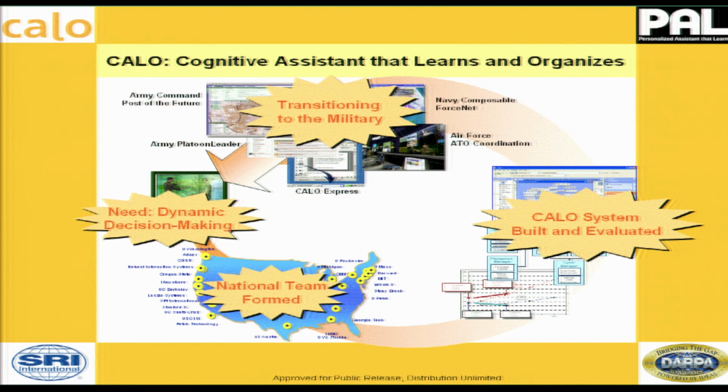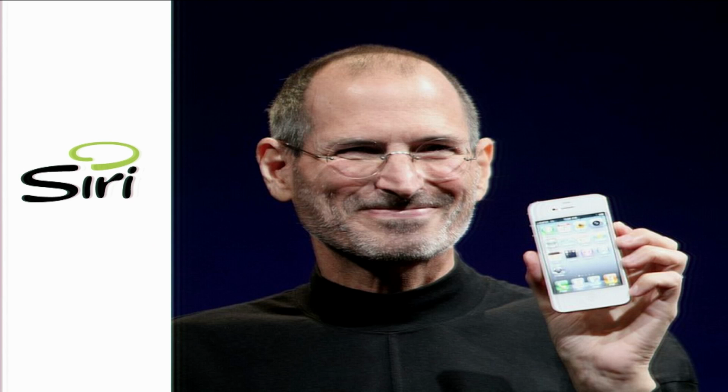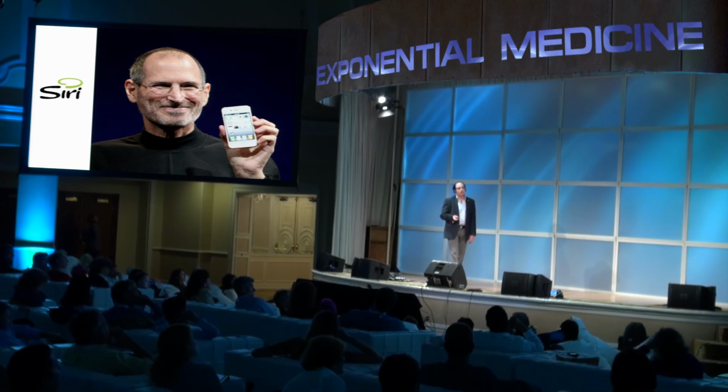The largest AI project in human history was the CALO project, the cognitive assistant that learns and organizes. This was a system that was designed to emulate a Radar O'Reilly-like character from the movie MASH. The idea is an assistant to a commander in the field, and it was so successful that SRI, which was managing the project, spun out CALO as a private company, which was snapped up by Apple as Siri less than a year after they launched.